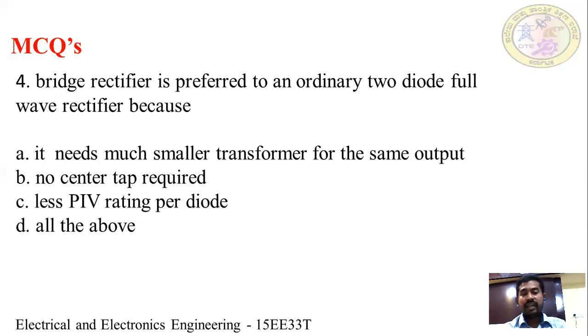The bridge rectifier is preferred to an ordinary two diode full wave rectifier because: option A, it needs a much smaller transformer for the same output; option B, no center tap required; option C, less PIV rating per diode; option D, all the above. If we check the answer, it is all the above. It needs a much smaller transformer for the same output, no center tap is required, and less PIV rating per diode.